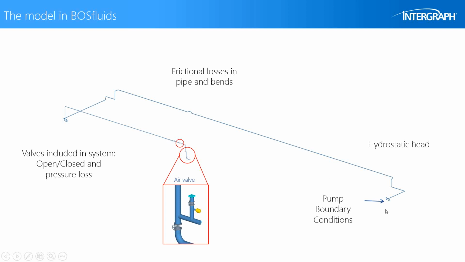So let's look at the BOSfluids model in a little bit more detail. We had the pump boundary conditions, and then BOSfluids included the resistances in the system. So we had the hydrostatic head. If you go for 10 meters high, then you generate an additional 1 bar pressure drop, and also the frictional losses through the pipe lengths and also through the bends. Then additionally, the pressure losses of the flow passing through the valves in this area of the system. And we pass down to look at the air valve at the end of the system.